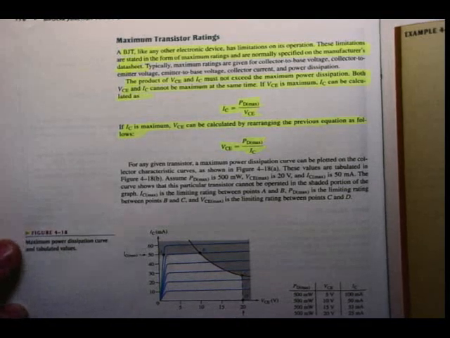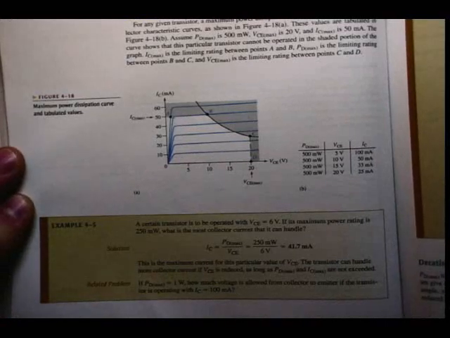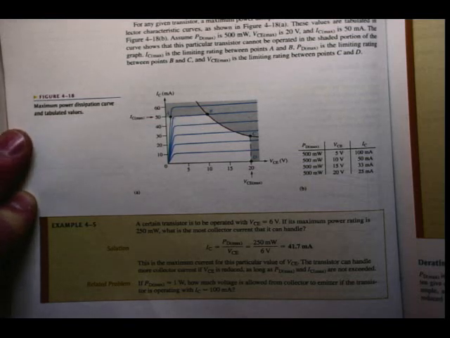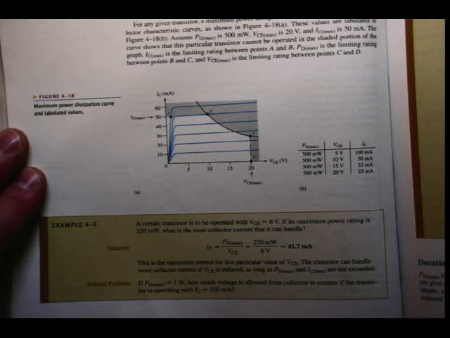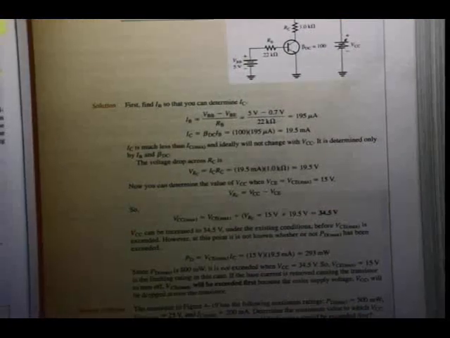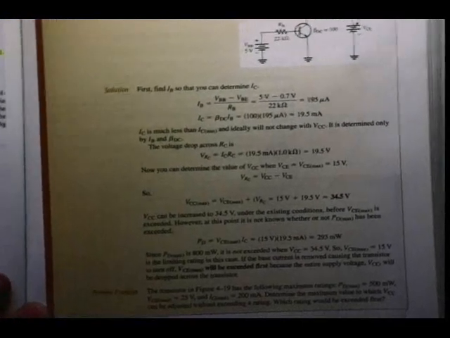Anyway, if we have a look at the examples for this specific section, at the bottom of the page there, firstly, just to apply this formula, a certain transistor is to be operated with a VCE of 6 volts. If its maximum power rating is 250 milliwatts, what is the most collector current that it can handle? And then I can just apply the formula to do the calculation. The next example is on the next page.